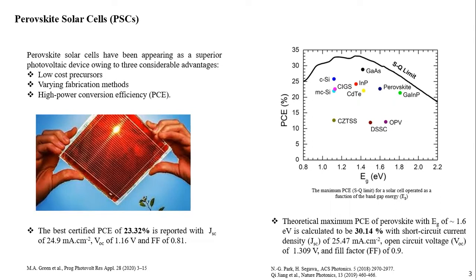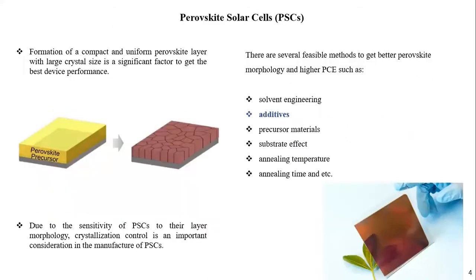The highest theoretical efficiency of a solar cell under a specified light spectrum is identified as the SQ limit. The SQ limit, in fact, gives the calculation of the highest theoretical power conversion efficiency of a solar cell based on bandgap energy, as we can see in this figure. A perovskite solar cell with a bandgap energy of about 1.6 eV is expected to have the highest theoretical efficiency of 30.14%. So far, a maximum efficiency of more than 23% is certified for perovskite solar cells.